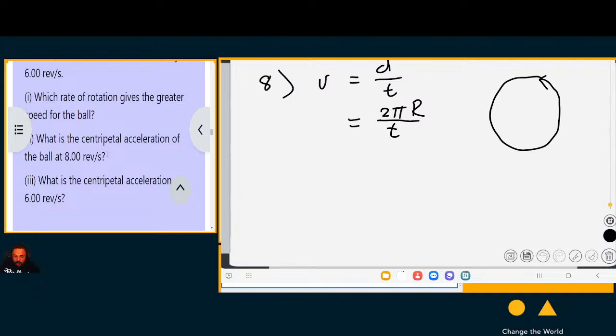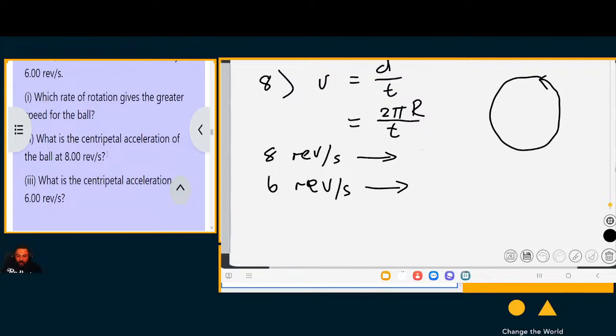Now, let's do some quick converting. 8 revolutions per second and 6 revolutions per second. This is why I originally did not want to write the units down, because we are going to have to convert anyway. We're going to convert them now. By the way, this is the same revs that you get in your car.